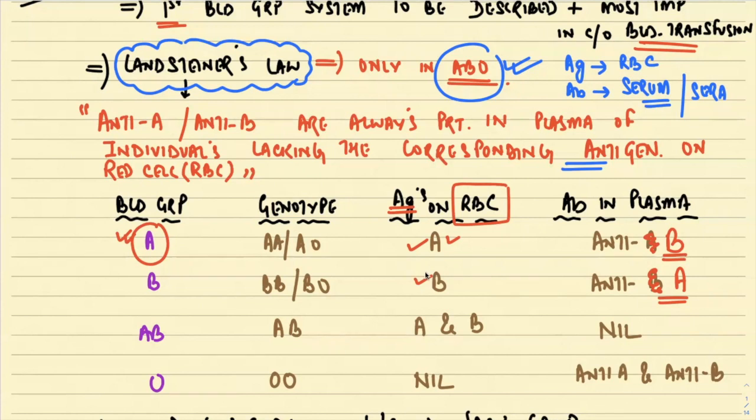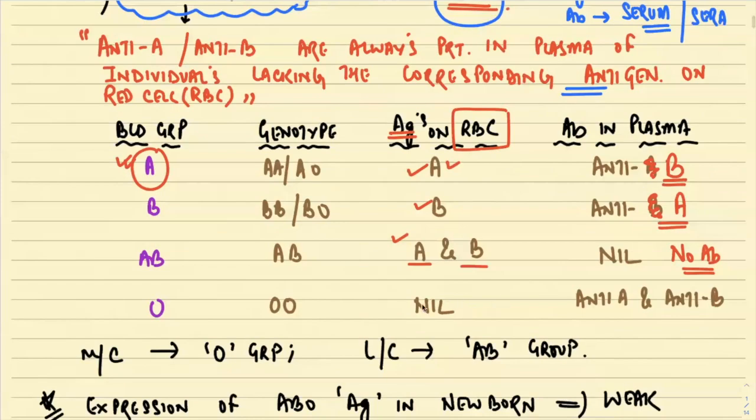Now, similarly, if the RBC surface, for example, is having A and B antigen, both the antigens are present on the RBC surface, so they are not going to have any corresponding antibody. So no antibody will be present in the serum or in the plasma. Very, very important point. And lastly, if no antigens are present on the RBC surface, then correspondingly, in the plasma, both the antibodies will be present.